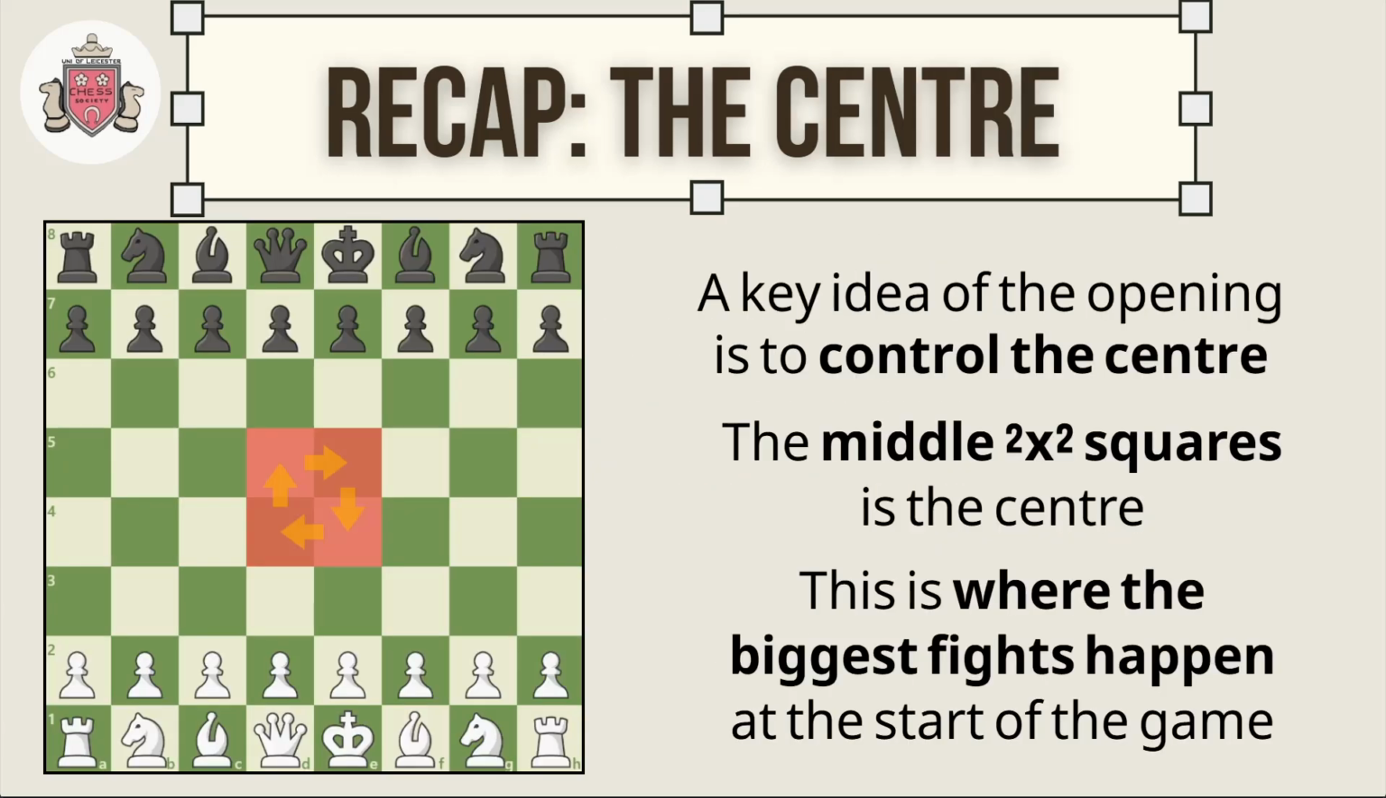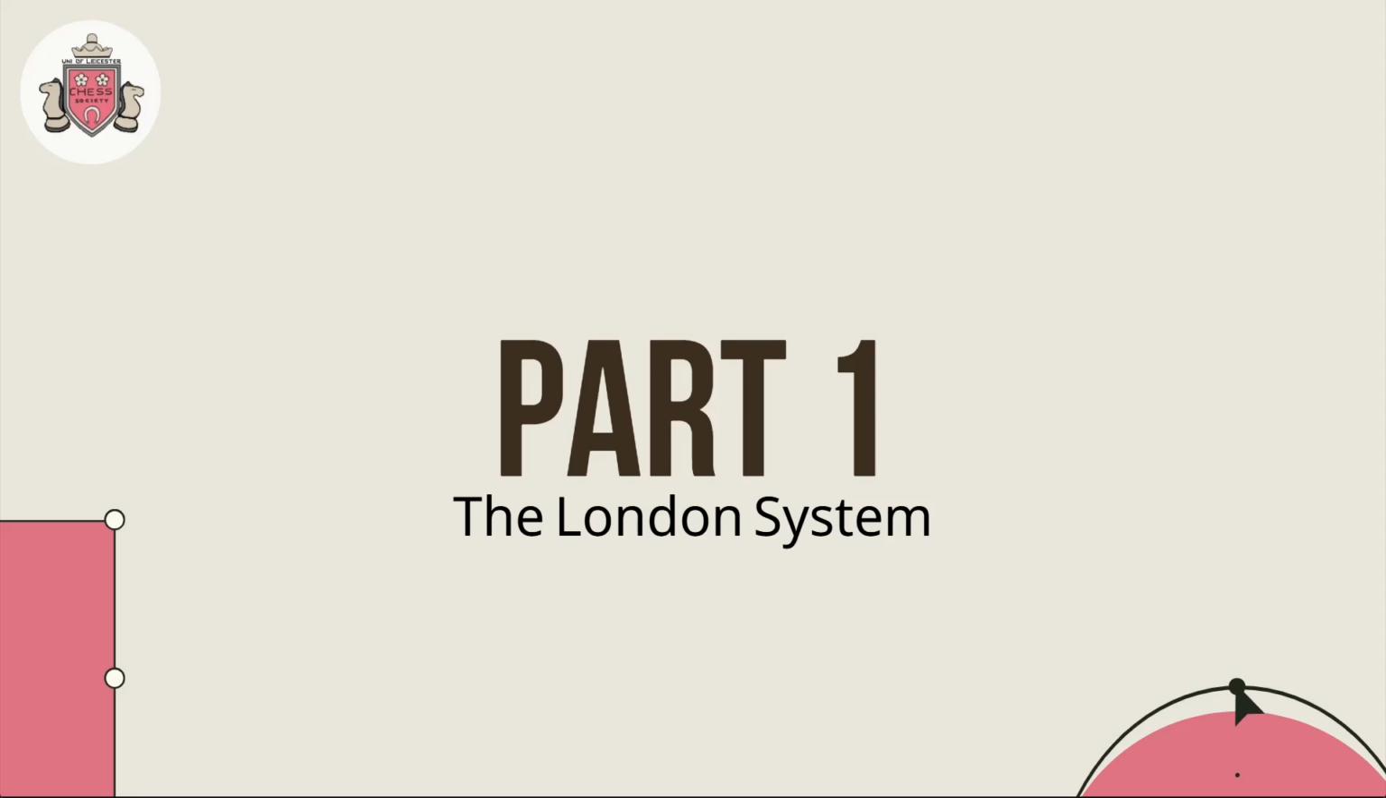Just a reminder as well: in the opening, we try and control the center. We do it with our pawns and not our pieces. There are other openings where you try and control it with your pieces as well, but today we're focusing on the London system, which is controlling it with our pawns. You guys remember that I like to split it into different parts. Part one is talking about what the London system actually is.